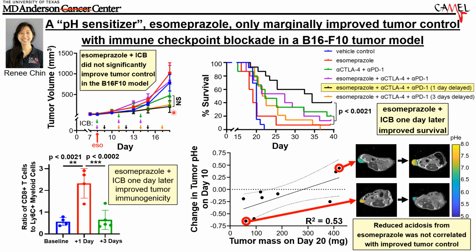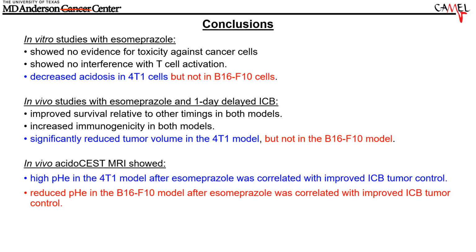And once again, if we break apart all the mice within this one data point, we can show that there is a relationship between pH and tumor growth. However, it's counterintuitive in this case for the B16F10 tumor model, where a decrease in the tumor pH due to the drug actually causes less tumor growth. An increase in pH allows the tumor to grow, and that's counterintuitive.